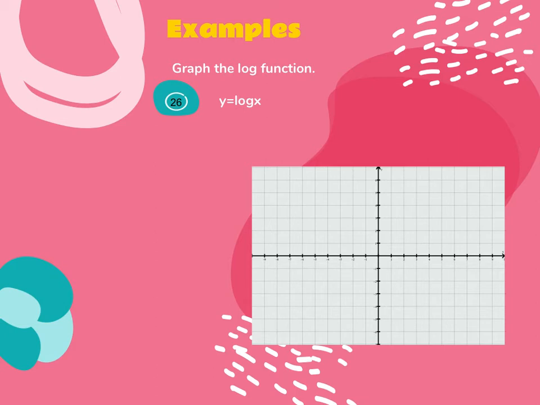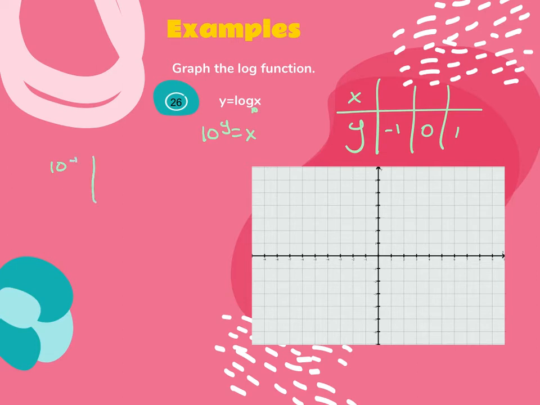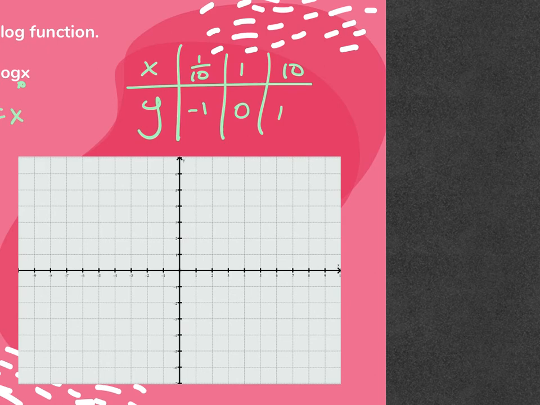All right. Let's do another one. So what did we say the base is on this? 10. So this is saying 10 to the y equals x. Again, plugging in for y, -1, 0, and 1. So what's 10 to the -1? 1/10. What's 10 to the 0? 1. And 10 to the first? 10. Good. So 1/10 and -1, 1, 0, and 10, 1. So my graph looks like this.